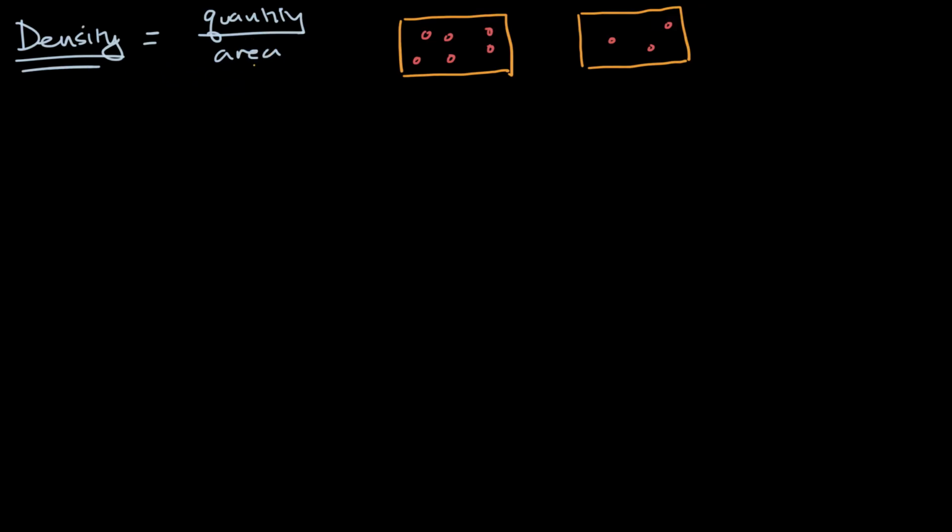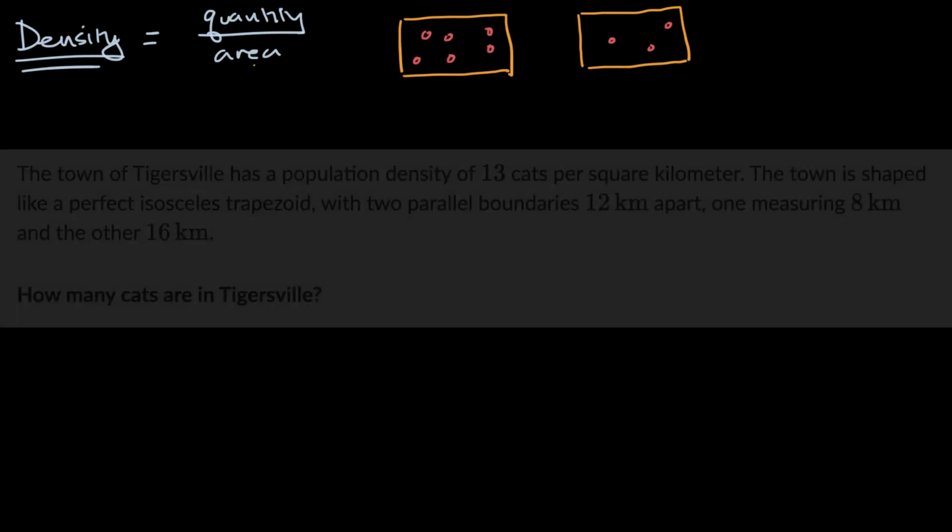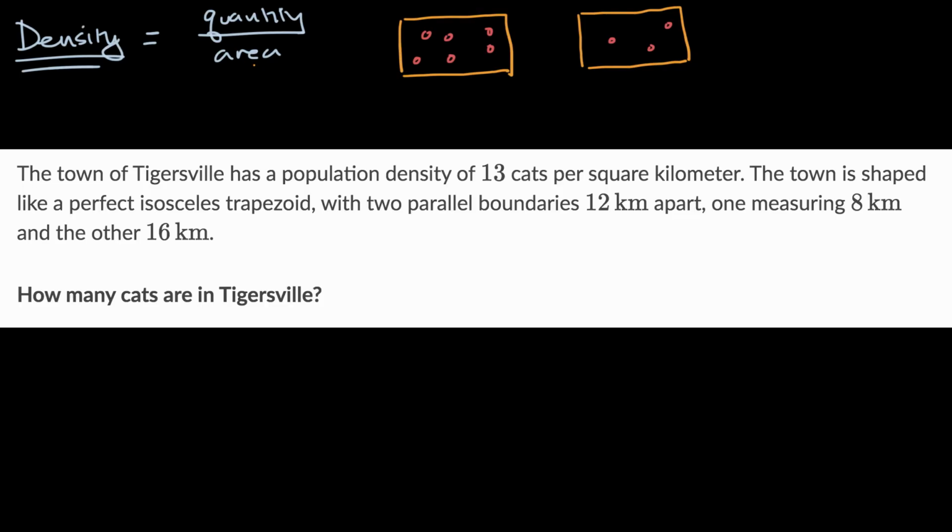Now, with that out of the way, let's do a worked example that helps us understand this idea a little bit better. So here we're told the town of Tigersville has a population density of 13 cats per square kilometer. So they're giving us the density. Let me write that. 13 cats, so the quantity is cats, per square kilometer. That's the density right over there.